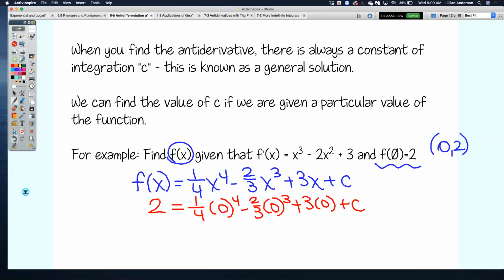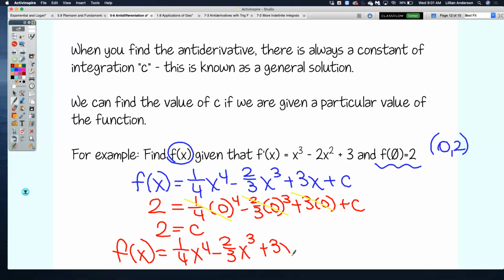All of these terms cancel out because 0 times anything is 0. So we see that c is equal to 2. So our particular solution is 1/4 x to the fourth minus 2/3 x to the third plus 3x plus 2. That function has a derivative of x to the third minus 2x squared plus 3, and it crosses through the point 0, 2.